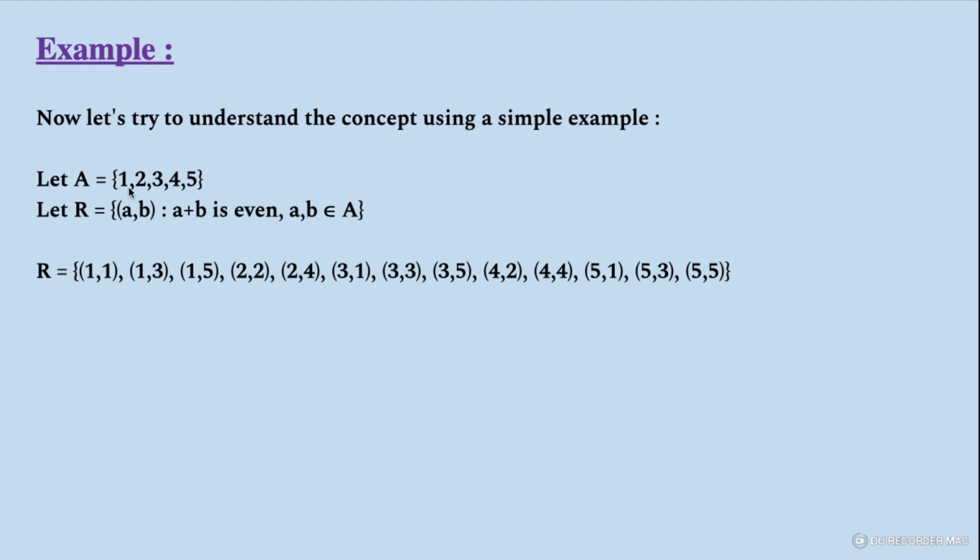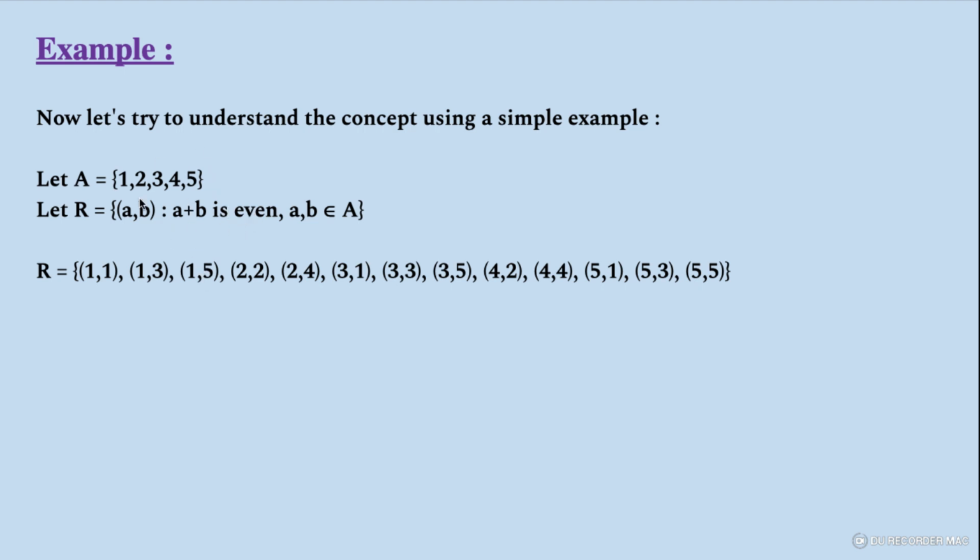You start with 1. So (1, 1), of course it is going to be in the relation because 1 plus 1 is even. Then you check for (1, 2). If you take 1 to be a and b to be 2, 1 plus 2 is 3, which is an odd number, so we skip that. You take (1, 3) then. 1 plus 3 is 4, which is even, so (1, 3) satisfies the relation and comes inside it. Check for (1, 4): 1 plus 4 is 5, which is not even, so you can't take (1, 4). (1, 5): 1 plus 5 is 6, which is even, so (1, 5) comes inside the relation.